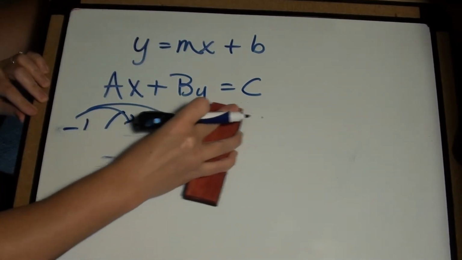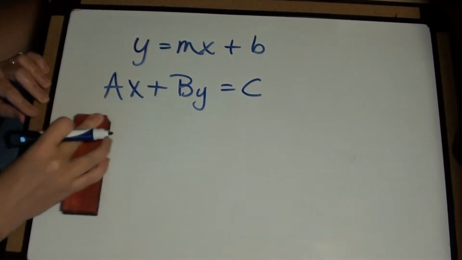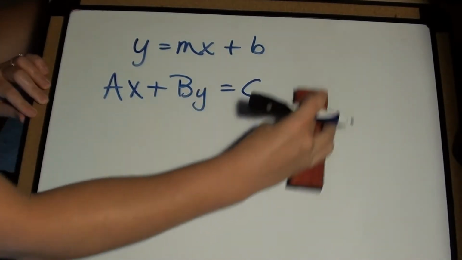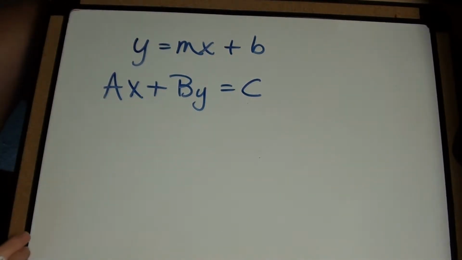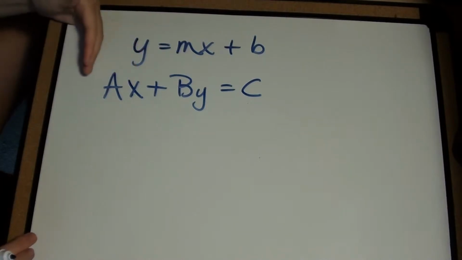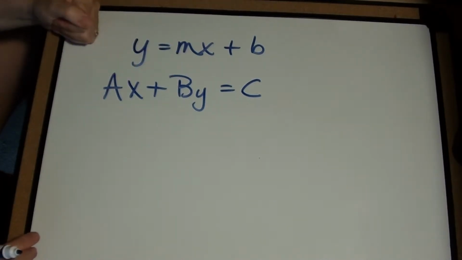Now this phrase standard form is loaded, and it may mean different things depending on the concept. So what you need to remember right now is that standard form for lines means all whole numbers, x and y on the same side. X is the leading one, and it must be positive.